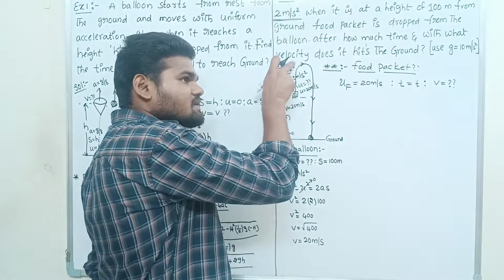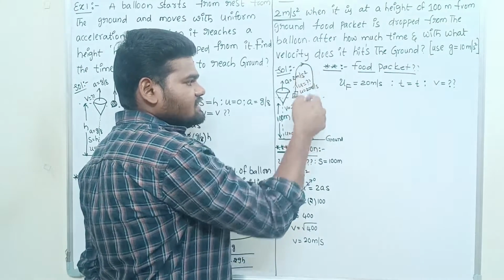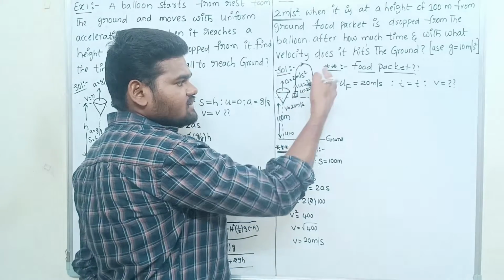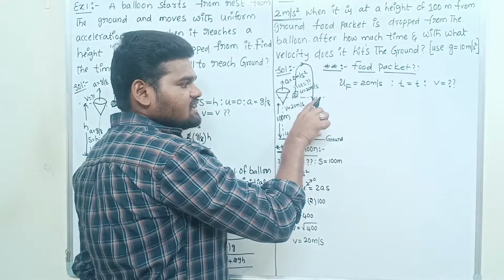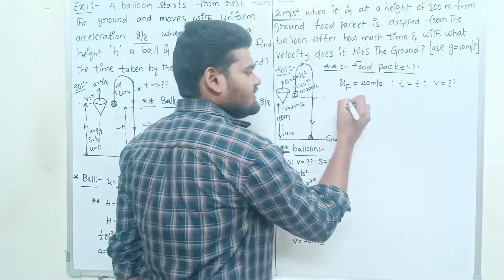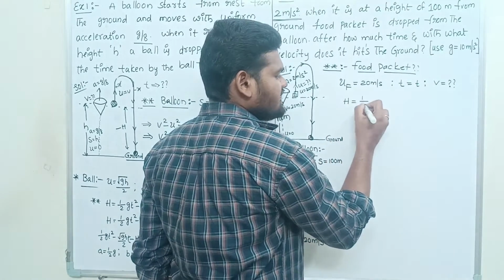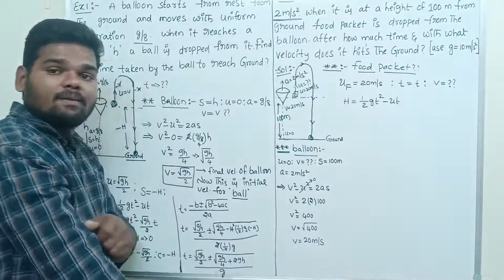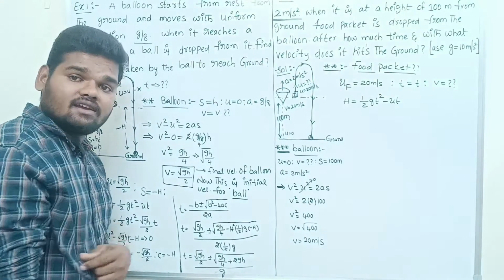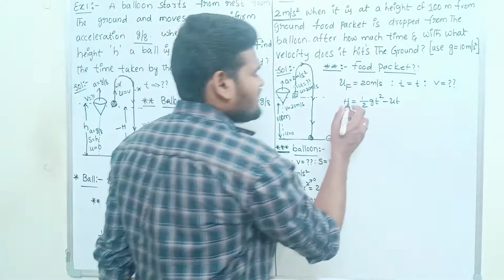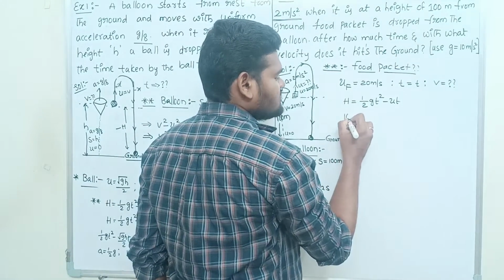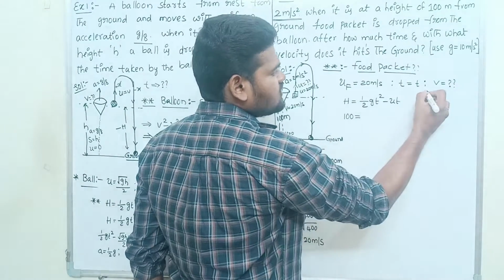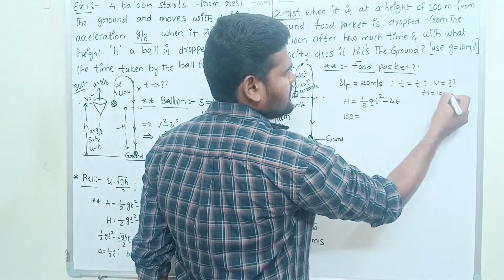Okay. So in case of the stone or the food packet, whatever it is, have a look. Here the displacement is plus x and from here to here the displacement is minus x. So plus x and minus x get cancelled out. So what is the equation for the remaining height? h is equal to half g t square minus u t. What is h? h is equal to 100 meters.